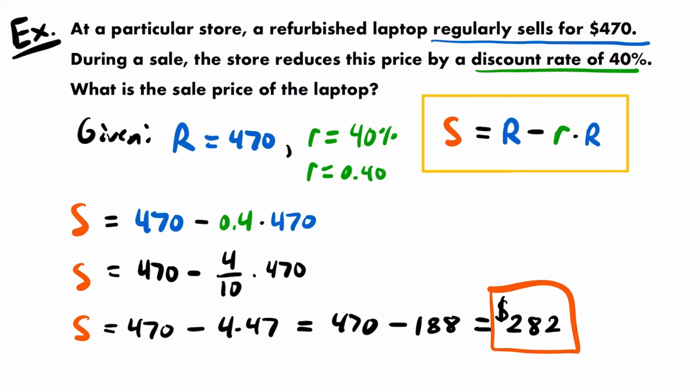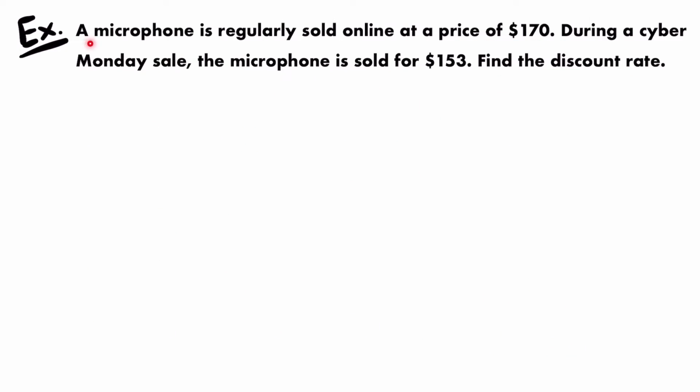Let's take a look at another example. Next up, we have a microphone that is regularly sold online at a price of $170. During a Cyber Monday sale, the microphone is sold for $153. Find the discount rate.